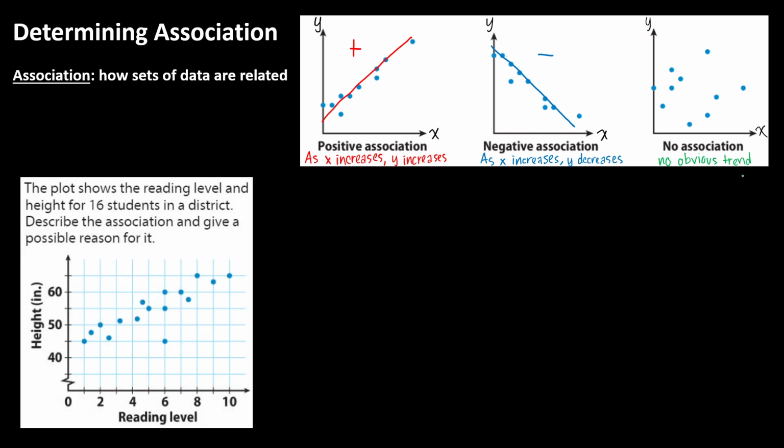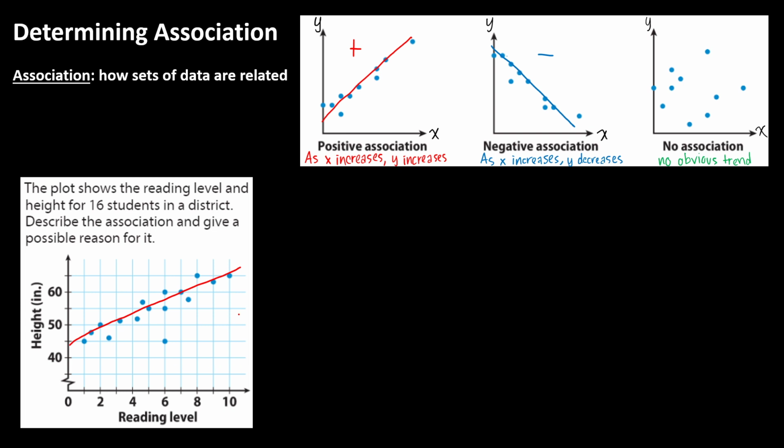So let's examine in depth a different example. The plot shows the reading level and height for 16 students in a district. We're asked to describe the association and give a possible reason for it. If I were to draw a trend line through this data, this is just a rough sketch, it's not going to be perfect, and I'm going to try and fit it through the data as best as I can. So this would be my trend line.